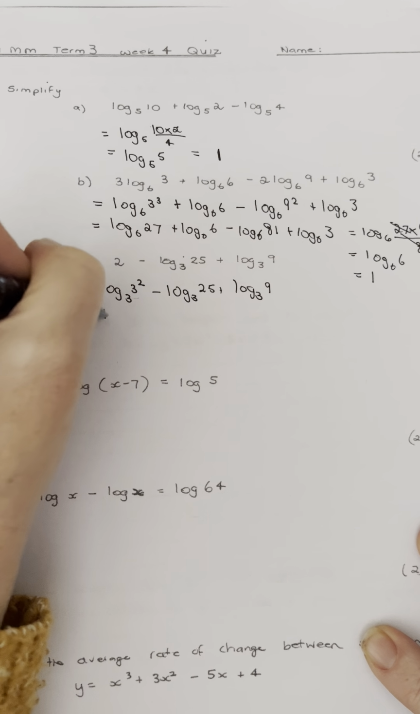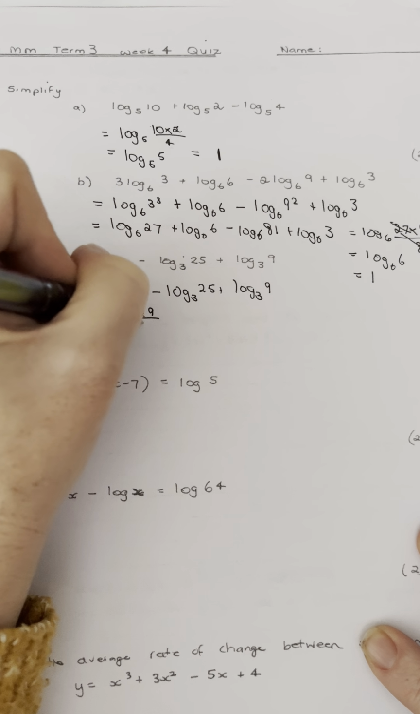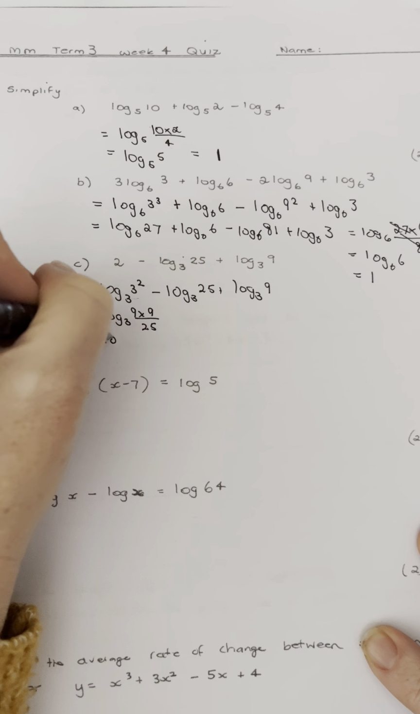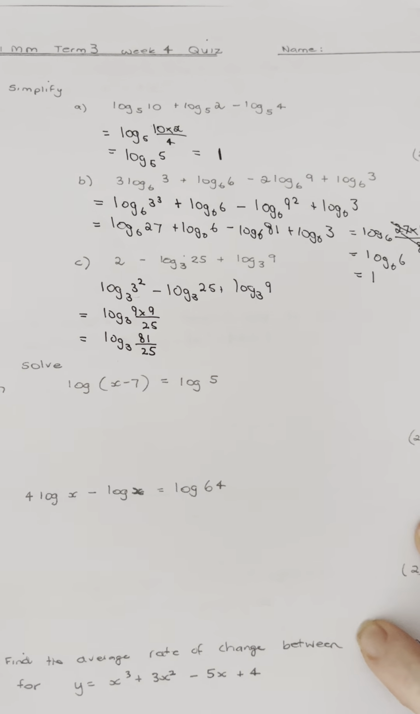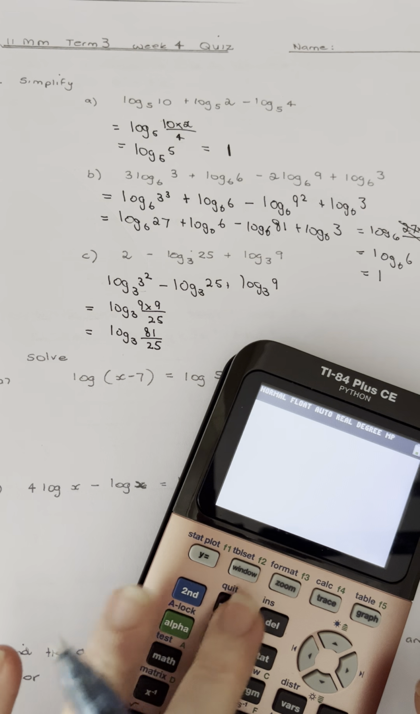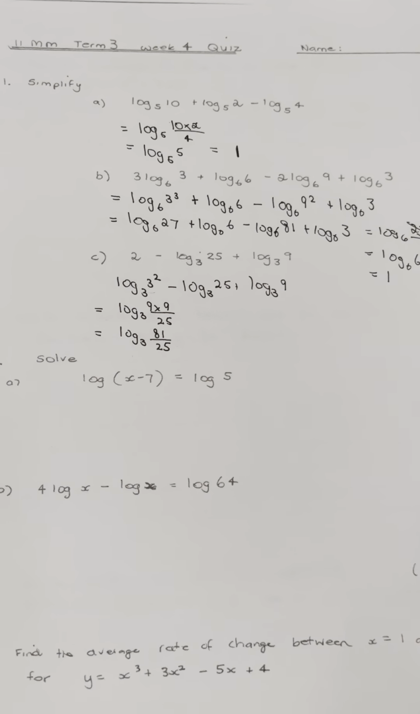So I've got the 9 there. So I end up with log 3 of 9 times 9 on the top, 25 on the bottom. So I've got 81 over 25. I'll check if that simplifies on my calculator. So if I use my fraction button, 81 and 25. Doesn't simplify any further, so I'm just going to leave it like that.